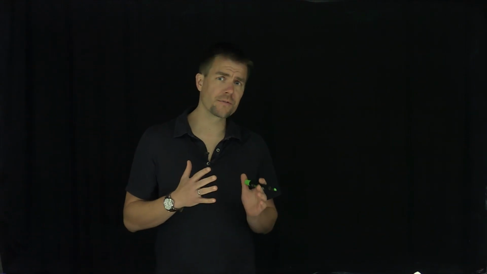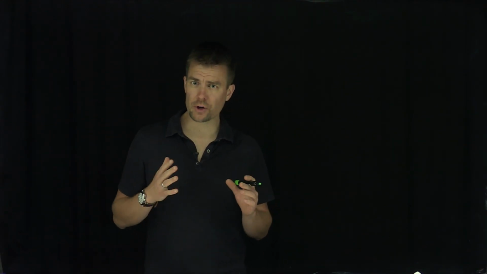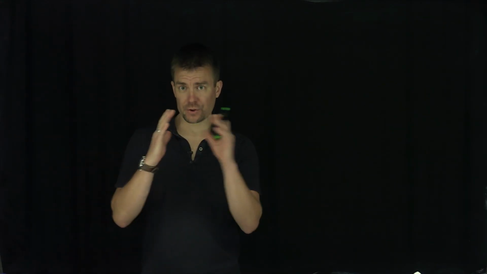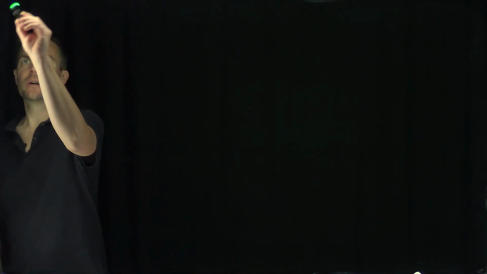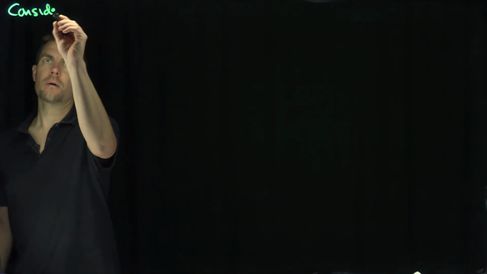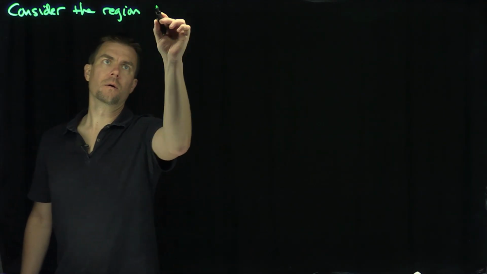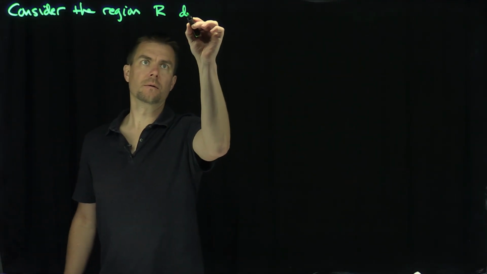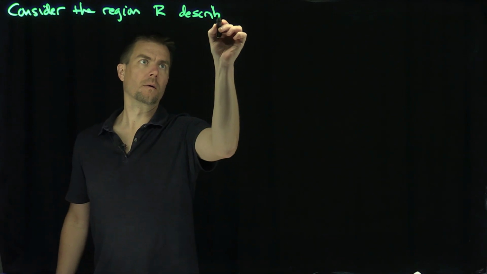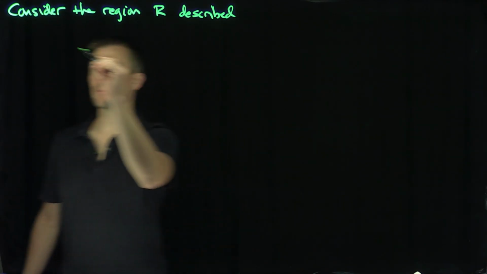Hello students, in this video we'll find the Schwarz-Christoffel transformation for a degenerate polygon which corresponds to puncturing the plane by half of a strip. So let's consider the region R described geometrically.